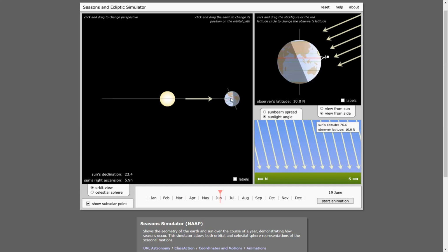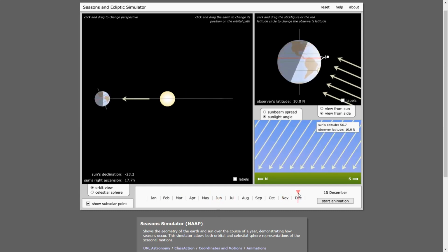Six months later, the northern hemisphere is tilted away from the sun. And that's all we really need to know. So the daily change in the sun's altitude that you observe during this 2-week period is a result of our orbit around the sun and the tilt of the Earth's axis.